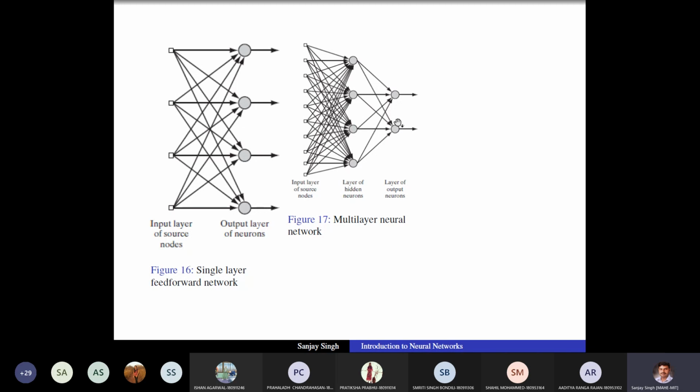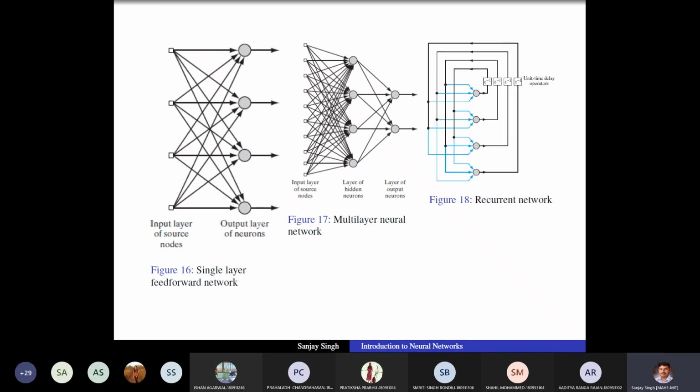Now the question comes: how do I know how many hidden layers should be there, and how many neurons are required per hidden layer or output layer? More on this in a couple of minutes. We'll discuss a few guidelines on this.